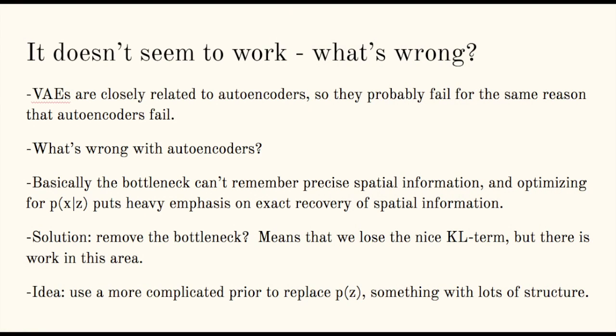So the reason why autoencoders fail, at least the most obvious one to me, is that the bottleneck can't remember precise spatial information, so the model ends up producing a blurry image as its output to sort of hedge its bets about the location of the input object. Perhaps one way to solve this issue is to get rid of the bottleneck, for example, by making q of z given x and p of z more complicated distributions. There's some nice work on this, especially the normalizing flows paper.